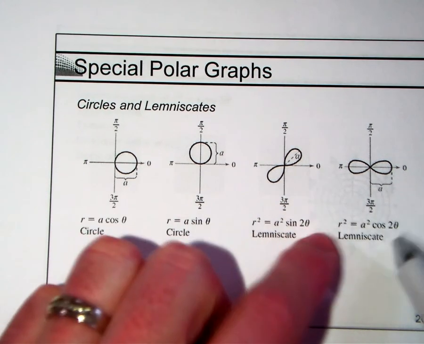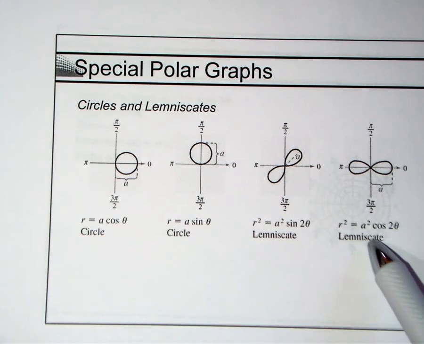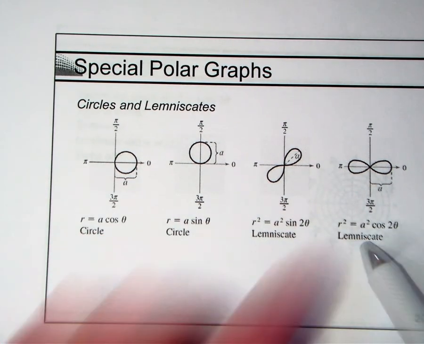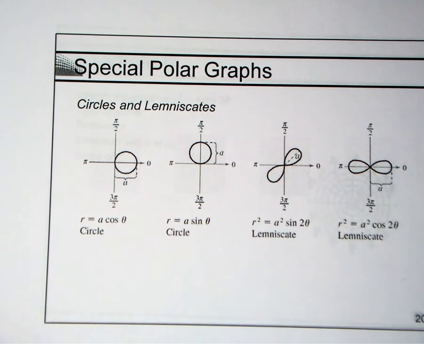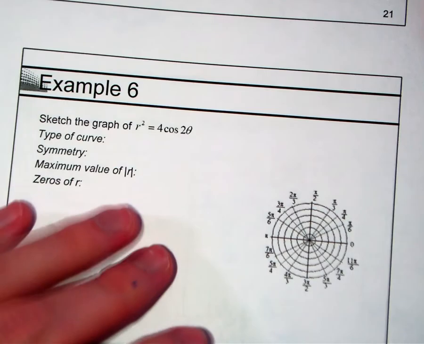If it's a cosine one, it's going to be on the polar axis. And again, this is a squared. So if this was a 9, your a would have been 3. So I'm 3 out this way, 3 out this way, and then do your little infinity sign.